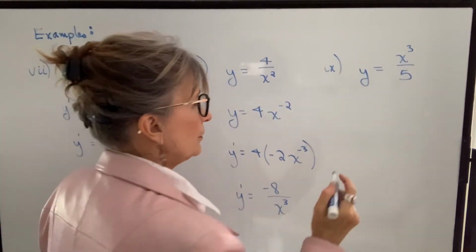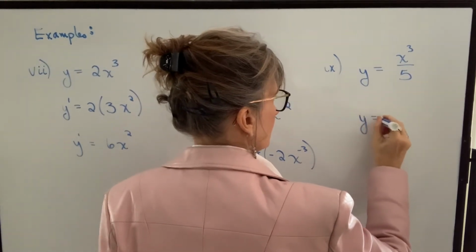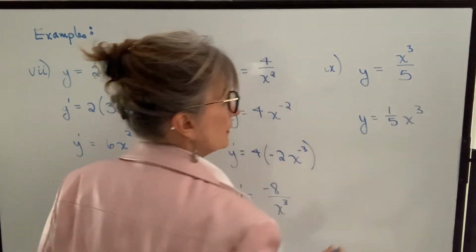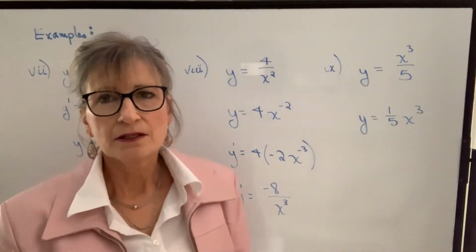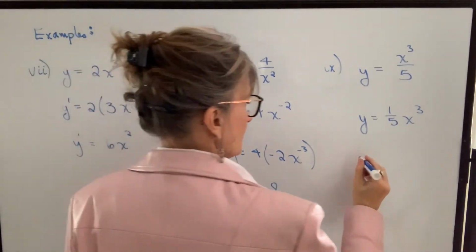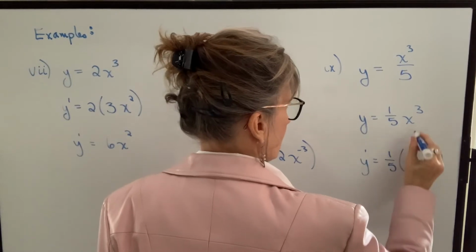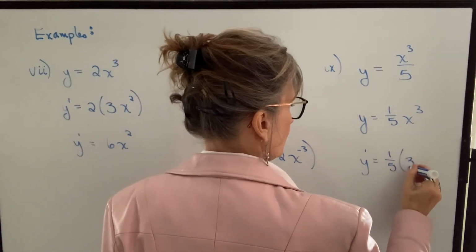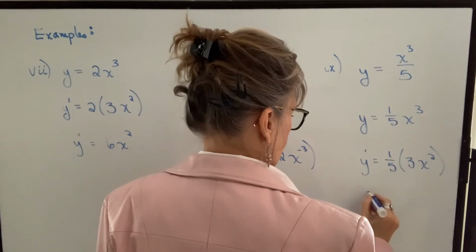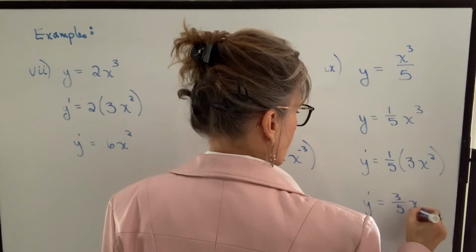I don't know how to take the derivative of a function divided by a constant. But what I do know is that I could rewrite this as 1/5 times x cubed. Once it's in that form, now I can differentiate it. So the derivative will be 1/5 times the derivative of x cubed, which will be 3 times x squared. So that derivative can be simplified to be 3/5 x squared.